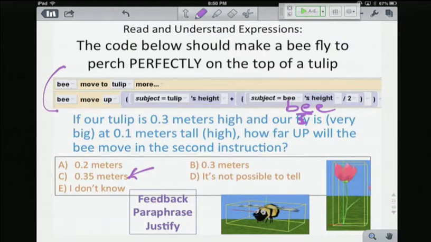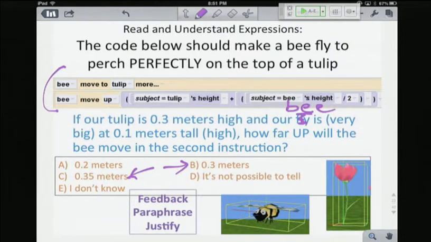Anybody want to tell us how somebody might think it's something else? Because a lot of people did. If you can figure out how to get it wrong, then you can usually get another question right. All right. So our group chose B. Uh-huh. And the way we thought about it is the bee is currently on the ground. So its toes are touching the ground. And if you want it to move up to the top of the flower, the flower is 3 meters high, so it needs to move 3 meters to get its toes touching the top of the flower.